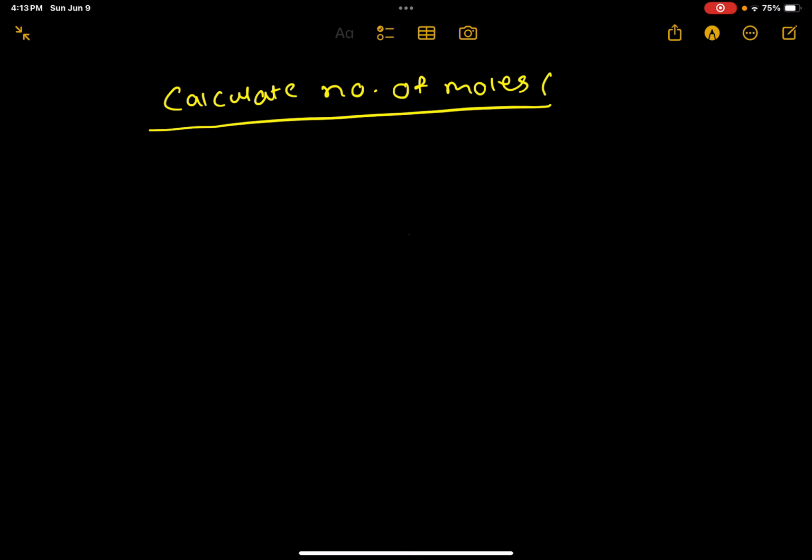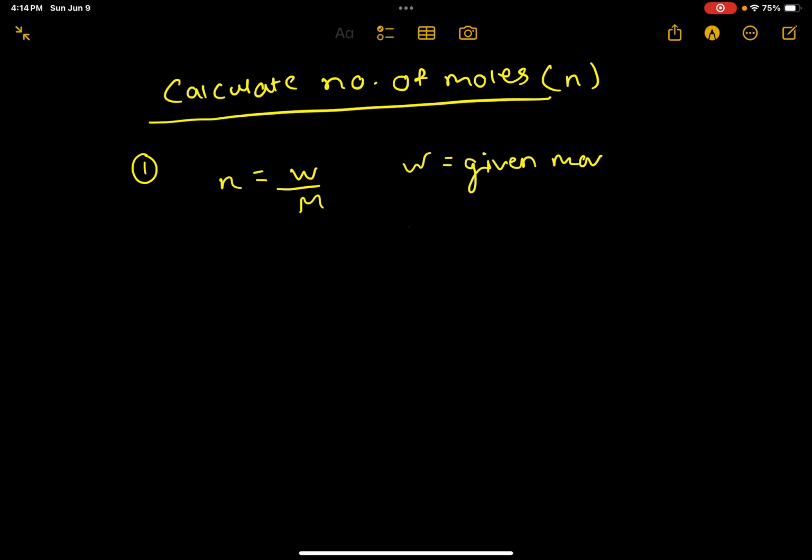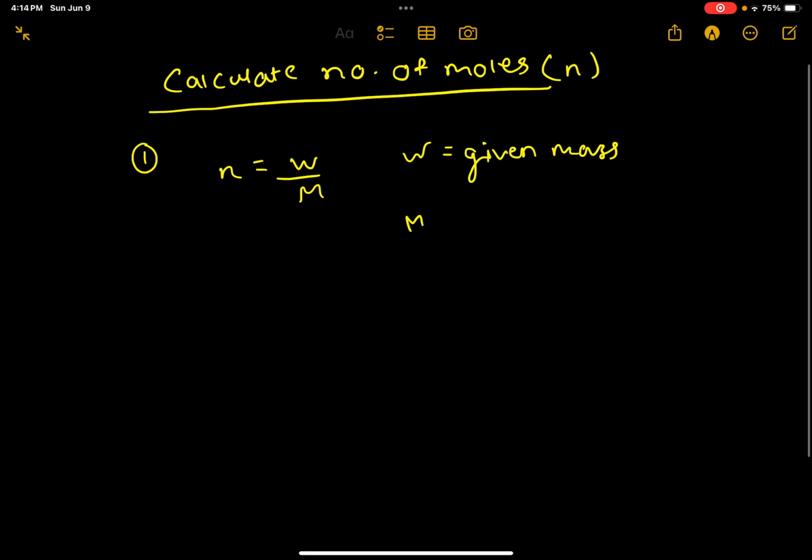Hello everyone. Today we will be talking about how to calculate the number of moles, or n. So we have three formulae. One is n is equal to w upon M, where w is equal to the given mass, and M is equal to the molecular mass.